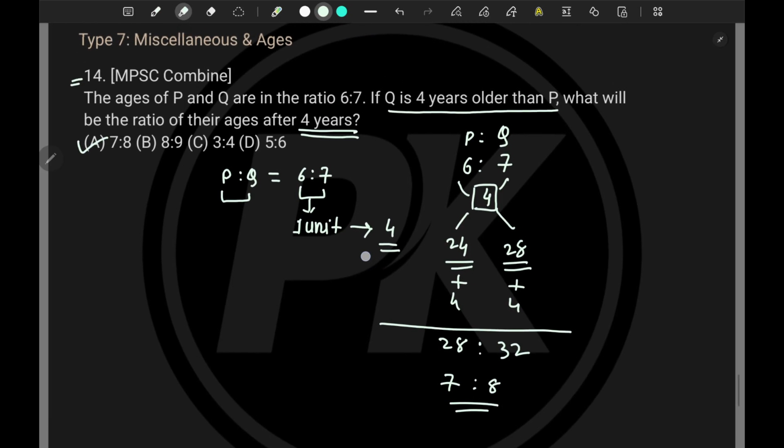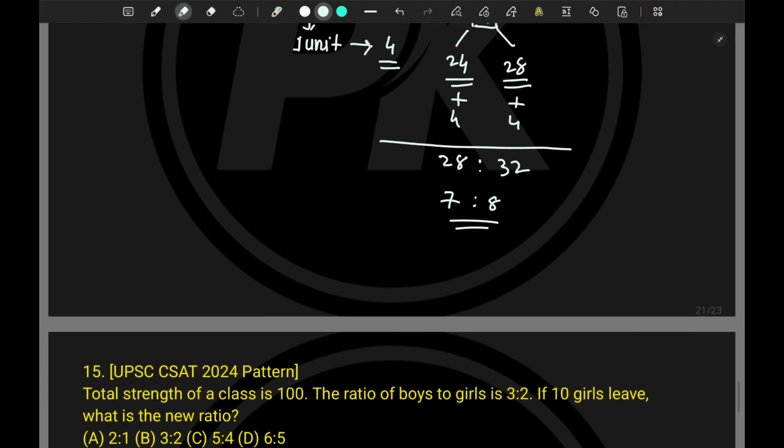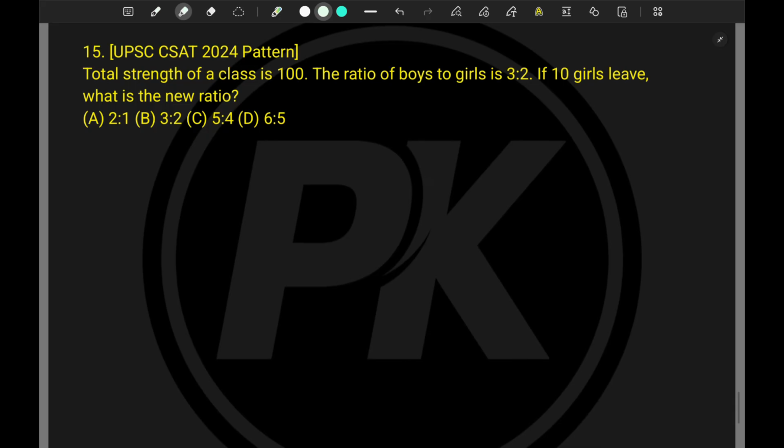So till now everything is going good. Now in this type 7, which is the last type, we have the very last problem. Okay, and we will finish this very quickly. It's not a very difficult problem. Okay, and this was asked in the UPSC CSAT 2024 pattern.